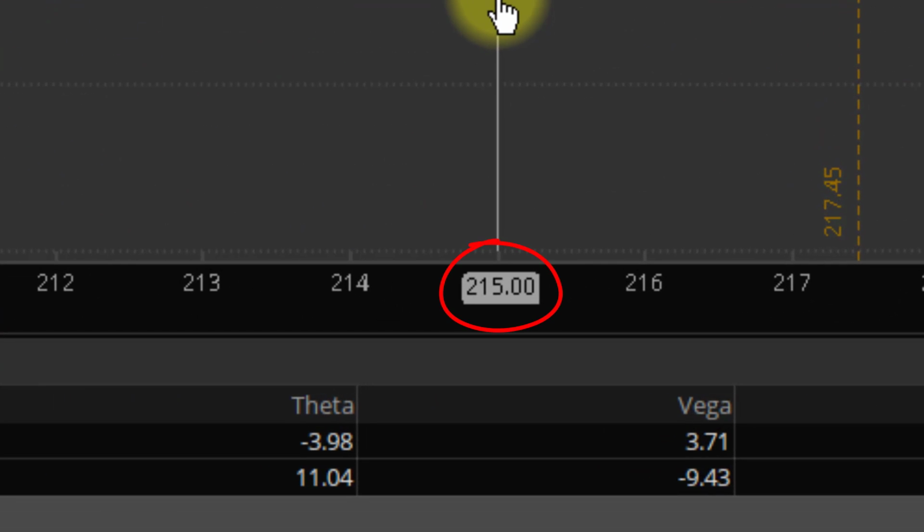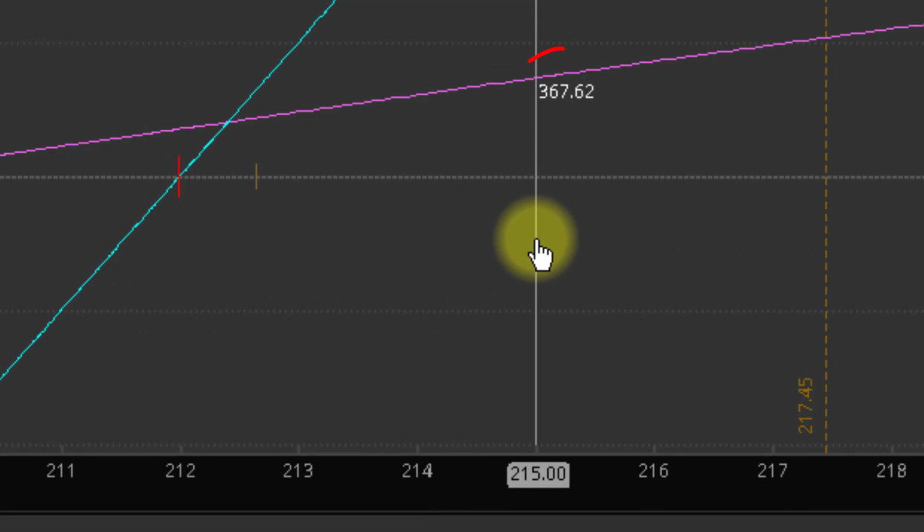And what that's telling me is that if the stock, Microsoft, hits 215 today, I look right here at this white number, 367.62. I would be expected to have a profit on these 5 contracts of $367.62. Keep in mind, that is not saying that's the total value of the spread. That's my profit after selling it. That's why it's called a profit and loss diagram.